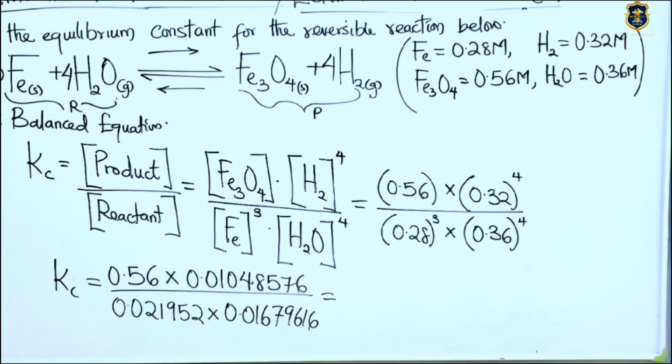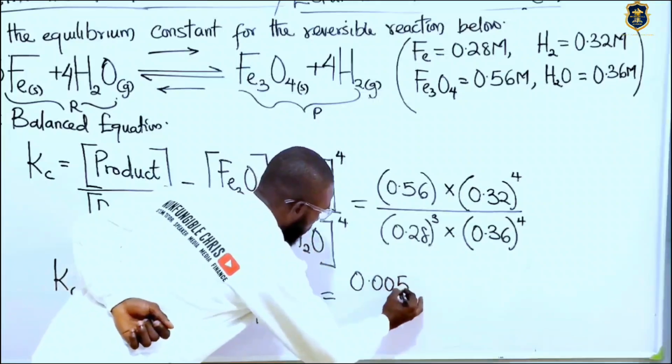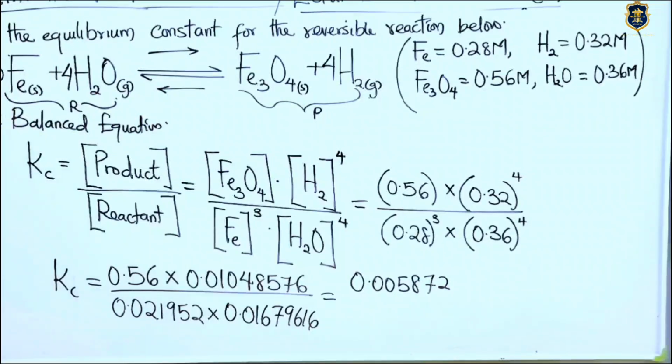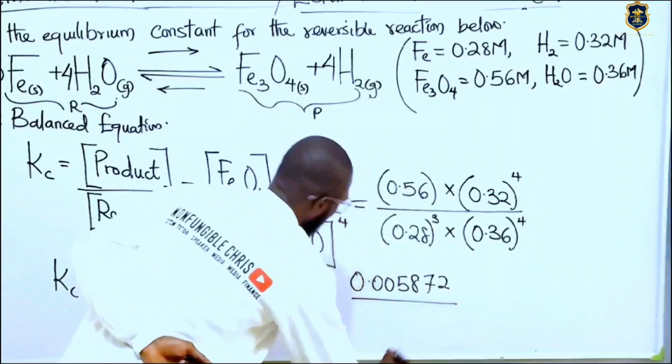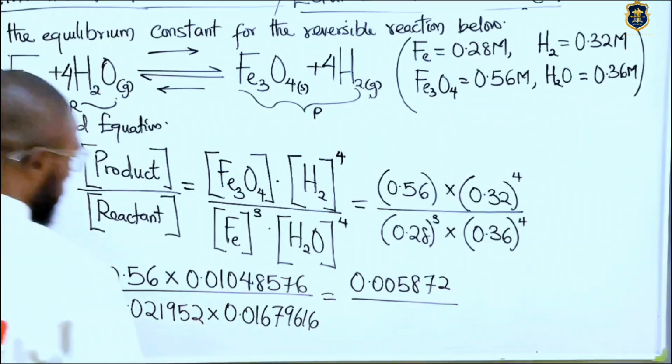Having done that, if you take the product of the numerator, I'm going to have 0.005872, and so on and so forth, right? If we divide it by the denominator, we'll have 0.000366870.